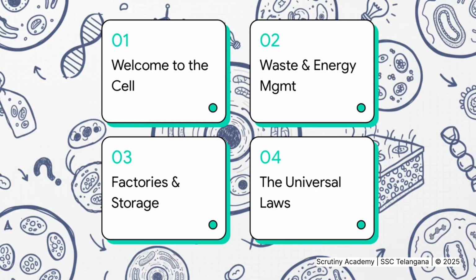All right, here's the game plan for our tour today. First, we'll get our bearings with a general welcome to the Cell City. Then, we're off to see the really crucial stuff, waste and energy management. After that, we'll check out its factories and storage units, and to wrap it all up, we're going to talk about the universal laws of life that govern this whole amazing operation.